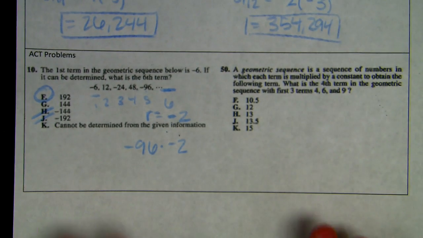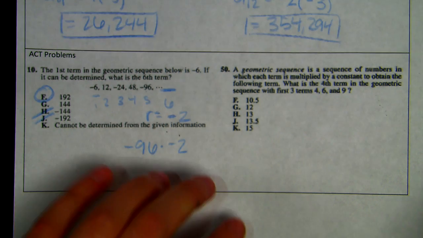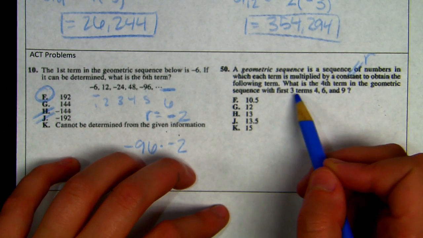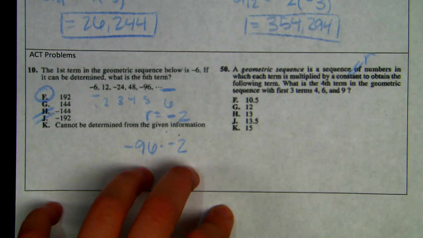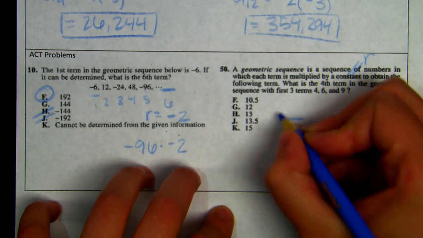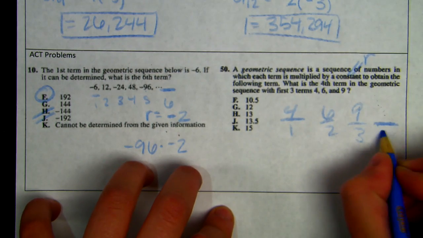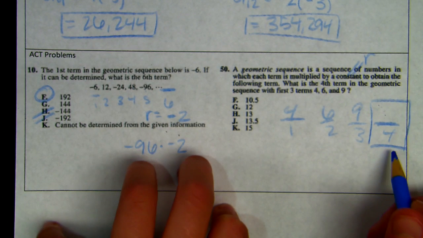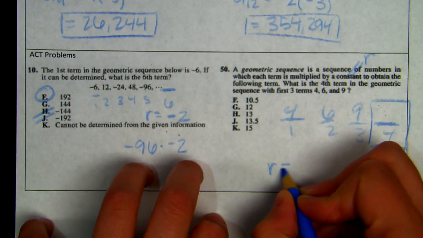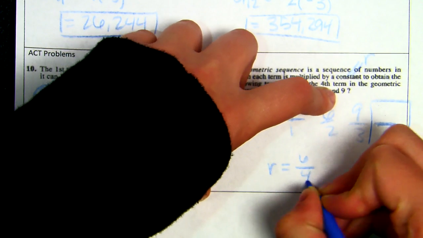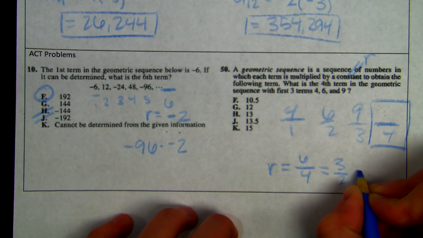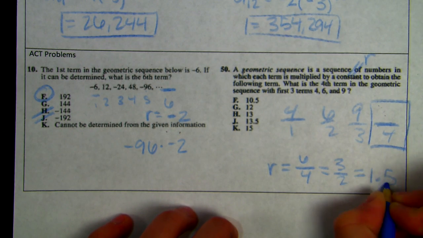Good. Let's look at number 50. So a geometric sequence is a sequence of numbers in which each term is multiplied by a constant to obtain the following term. We know that that constant is actually the common ratio. So what is the 4th term in the geometric sequence with first 3 terms, 4, 6, and 9? 1, 2, 3. So I know it goes 4, 6, 9. I'm looking for this one. So once again, once I find my common ratio, I'm going to be able to find the 4th term right away. So I have my common ratio is equal to 6 over 4. 6 divided by 4 gives me 3 over 2, which is the same thing as 1.5.